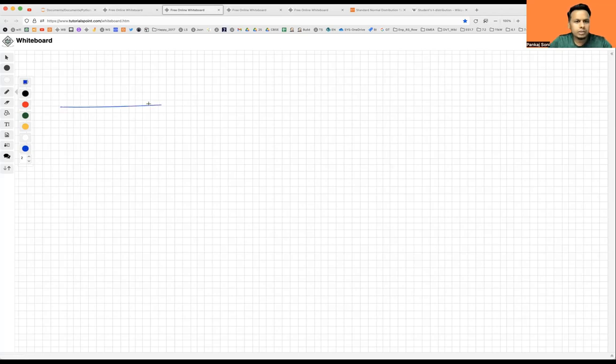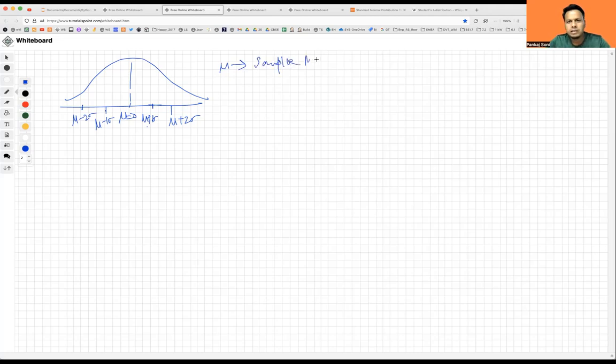First, I'll draw a Gaussian normal distribution. Here mu lies at 0, and this is mu plus 1 sigma, and this is mu plus 2 sigma. This is mu minus 1 sigma, this is mu minus 2 sigma. Your mu is nothing but your sample mean, or the population mean if you are taking data from the population. I'll just talk about sample mean, and sigma is your sample standard deviation.